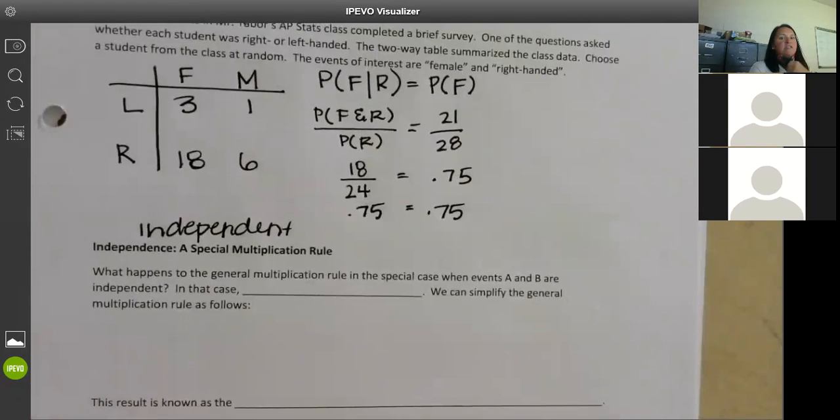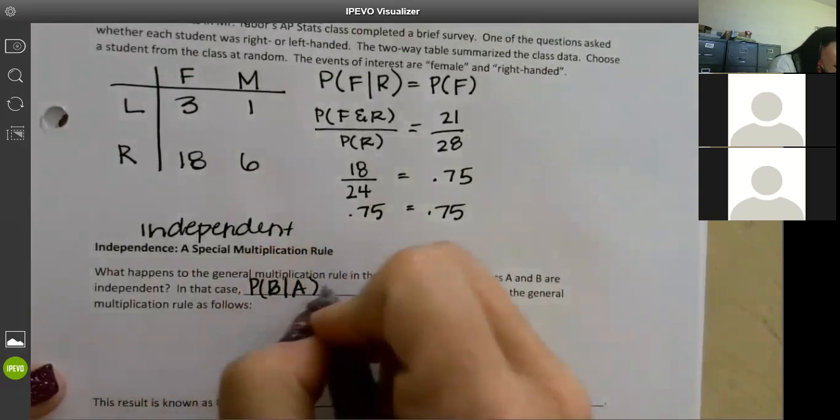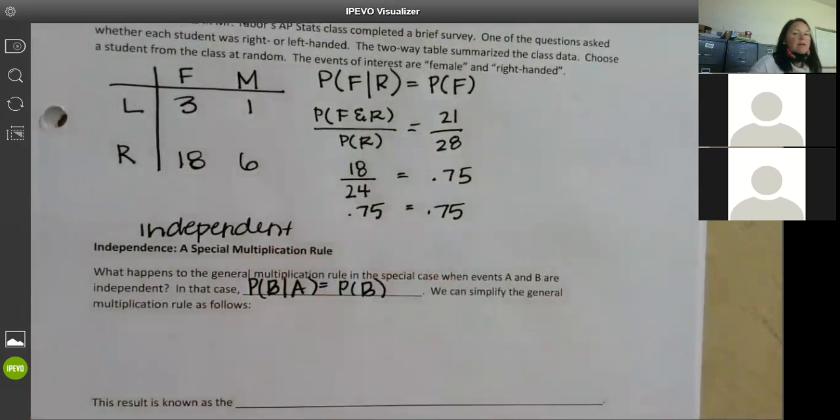All right, what happens to the general multiplication rule in the special case when events A and B are independent? In this case, the probability of B given A is equal to the probability of B. So that independence works. We can simplify the general multiplication rule as follows.